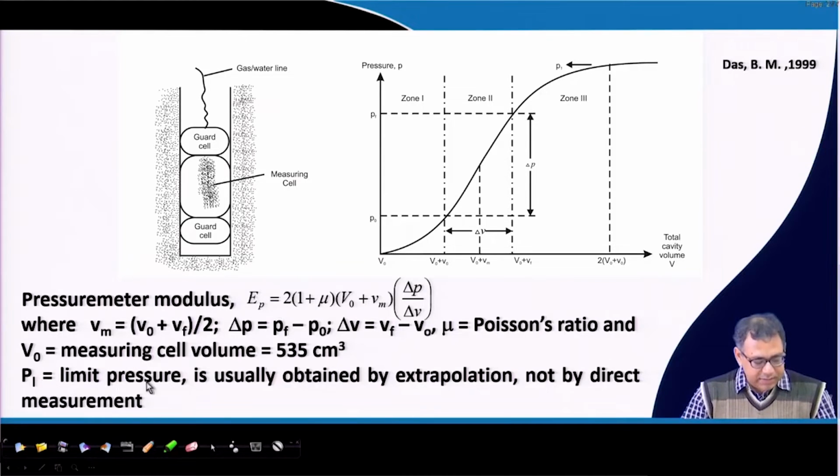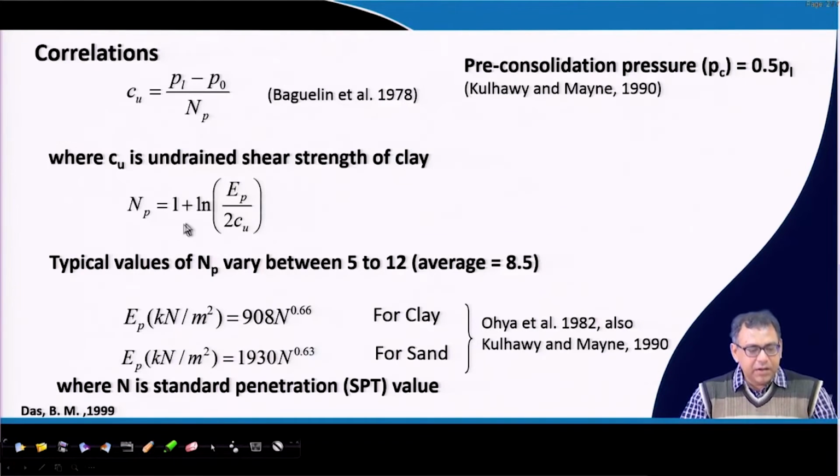And as I mentioned, the limit pressure PL is usually obtained by extrapolating. It is not interpolation, it is extrapolation because it is outside the plot. So please correct this: it is extrapolation because I have to extend this, since your test may end here. So you have to extrapolate this plot up to this point, but it is not a direct measurement.